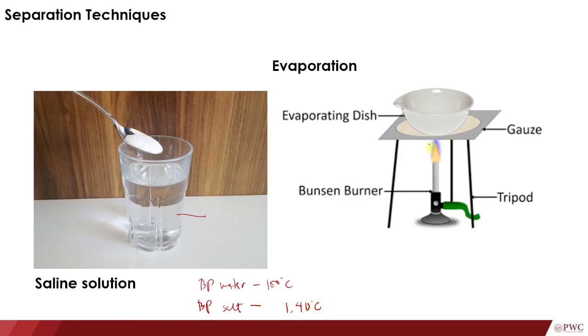So let's say when we heat this, the temperature becomes 100 degrees Celsius. Again, that's the boiling point of water. At this temperature, the water will evaporate. Then the salt will just stay over here because it will only boil when it reaches this very high temperature. So we have now separated the water from the salt.